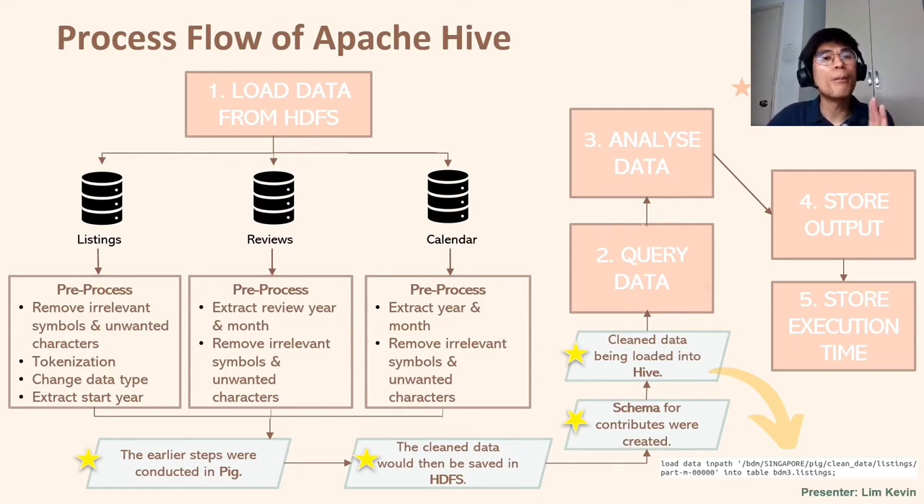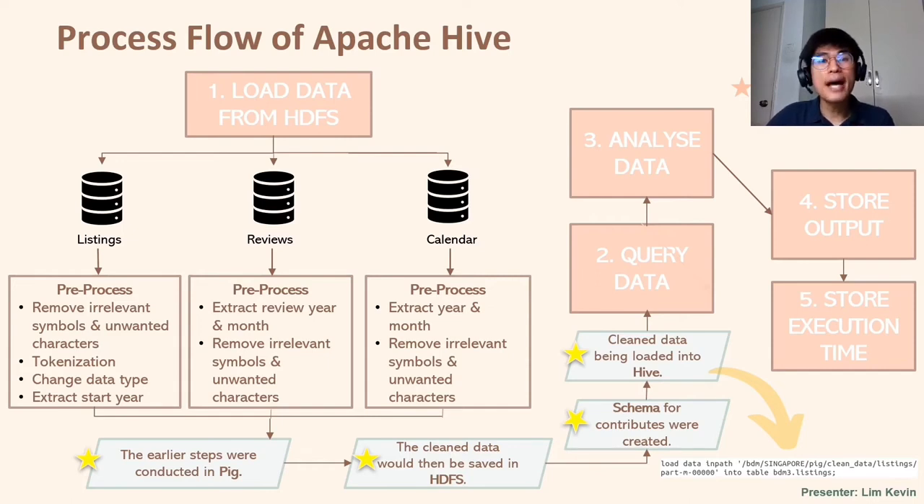Firstly, a database called BDM3 will be created. Then a schema for each attribute will be created, and this applies to all three datasets. Then the clean dataset from Pig can be called in using the command as shown in the picture below. The same steps apply for the reviews and calendar tables.